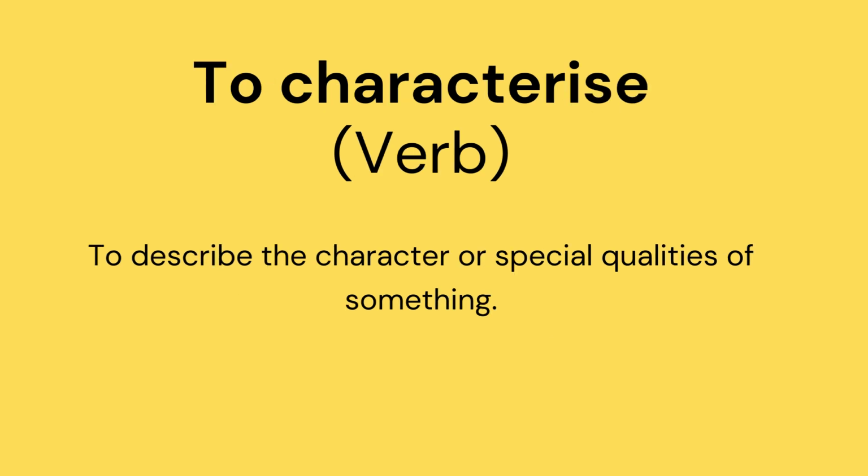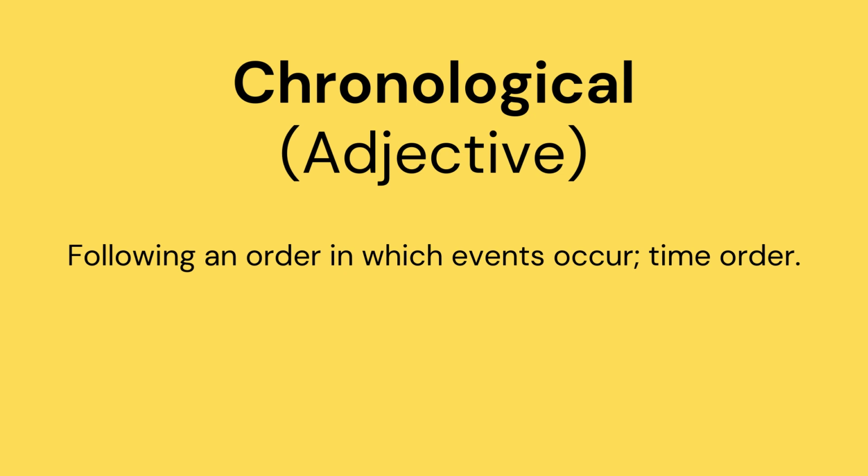To characterize is a verb and it means to describe the character or special qualities of something. Chronological is an adjective and it means that we are following an order in which events occur, or a time order.